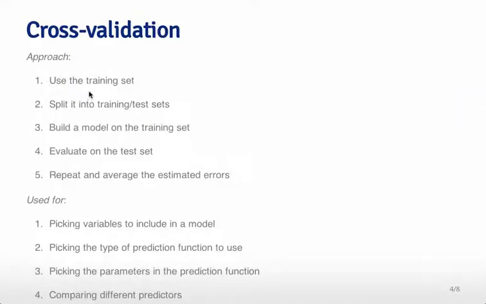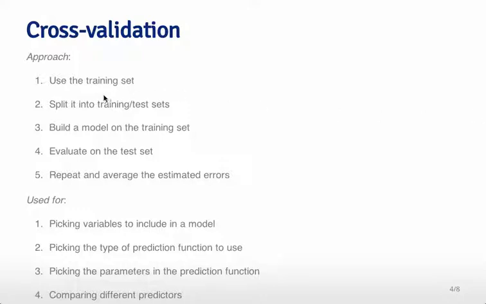So the idea is you take your training set, just the training samples, and we subsplit that training set into a training and a test set. Then we build a model on the training set that's a subset of our original training set, and evaluate on the test set that's a subset again of our original training set. We repeat this over and over and average the estimated errors, and that's something like estimating what's going to happen when we get a new test set.